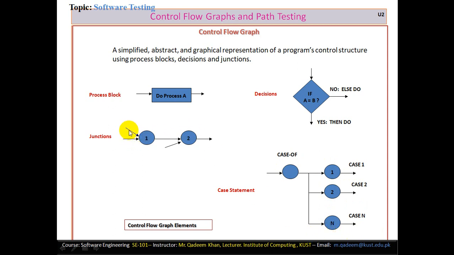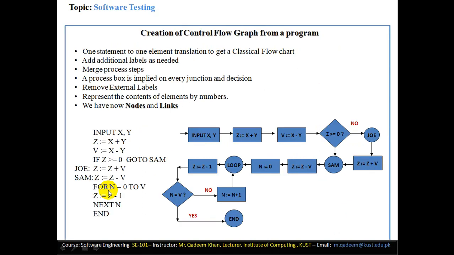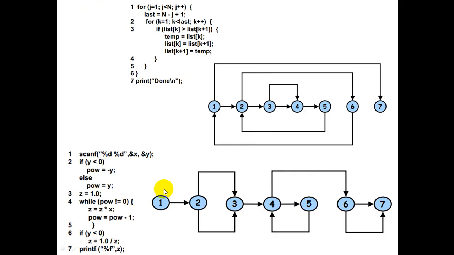And this is the junction. Junction means combining two different statements from different sides. For example, this is the combination, and this is also the joining. And this goes similarly. This is also another example. So you can compute the cyclomatic complexity of this CFG. This is for your practice.